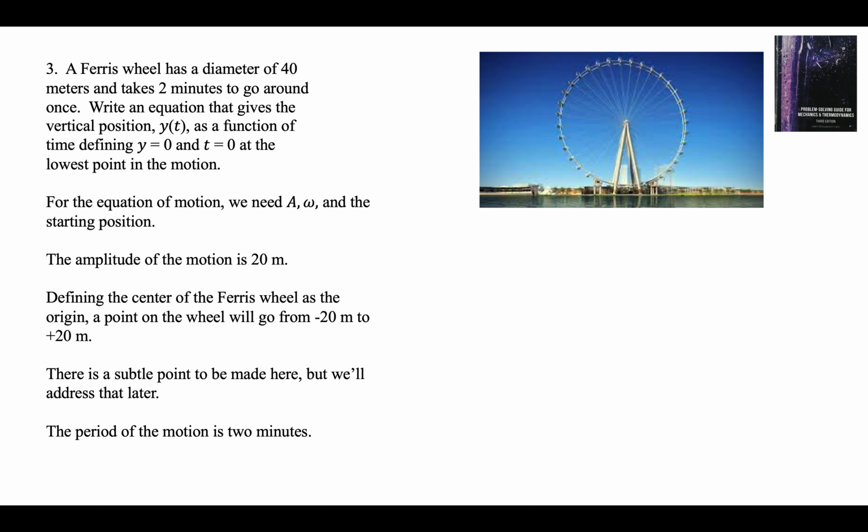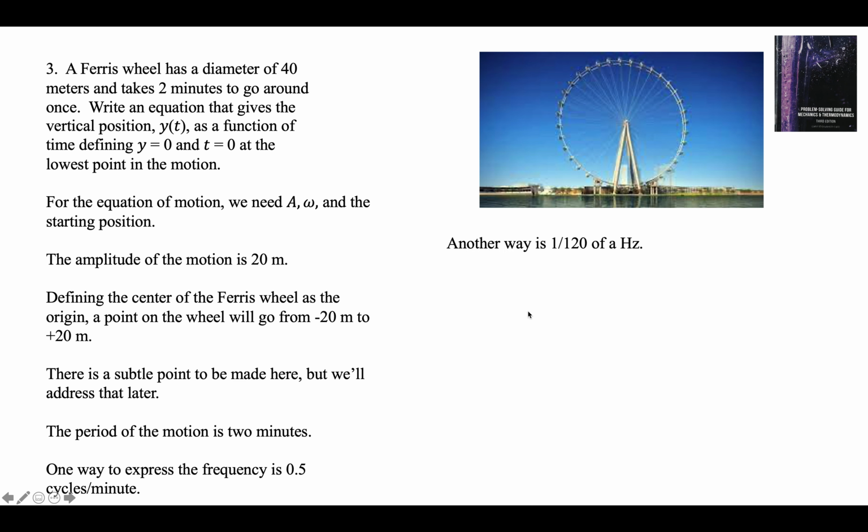The period of the motion is 2 minutes, so what's the frequency? The period is 2 minutes. It takes 2 minutes to go around once. What's the frequency? The frequency is halfway around per minute, 1/2 of a cycle per minute. That's a good way to express the frequency.